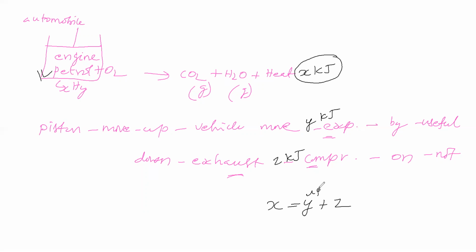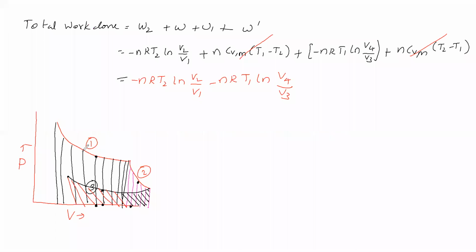Y is useful. Actually, X is useful only. In that useful, something is wasted. Z is wasted. Correct? So that first step work and second step work, some amount is cancelled by third step.